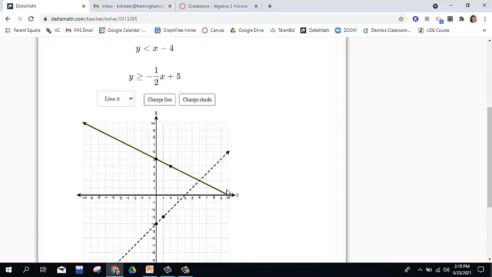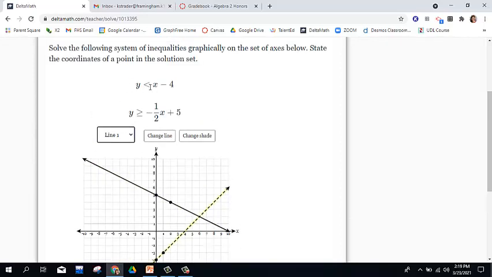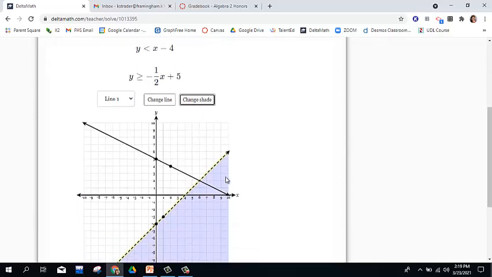Now we're ready to do our shading. So notice over here you have line 1 and 2. I'm going to go back to line 1. For line 1, we have y is less than this. And when y is less than this, that means we're going to shade below. So we're on line 1. I'm going to click Change Shade, and notice it's shading below this dotted line. That's exactly where I want it.